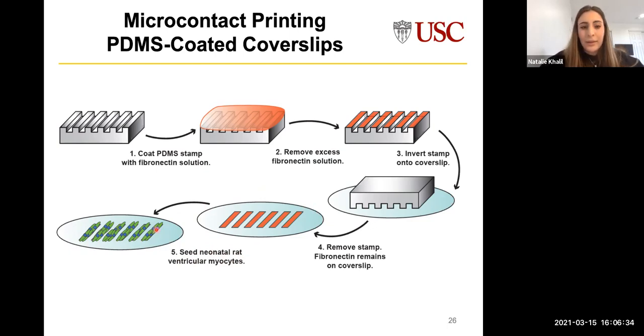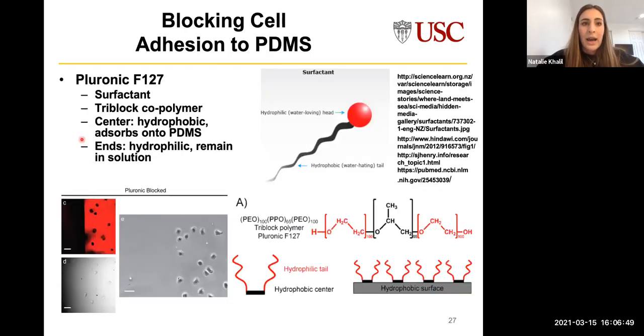So in practice, these cells can actually migrate off of these regions. And so we need to add something to block cells from adhering to the non-patterned regions. And that material that we're going to add is called pluronic F127. This is a surfactant, which just refers to a material that has both hydrophilic and hydrophobic regions. In the case of pluronic F127, this is a tri-block copolymer, which means it contains 3 polymer blocks of polyethylene oxide and polypropylene oxide, so PEO and PPO.